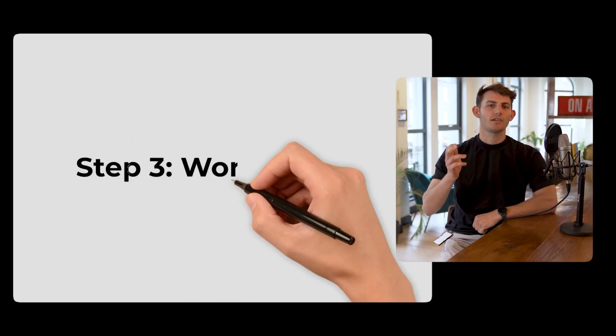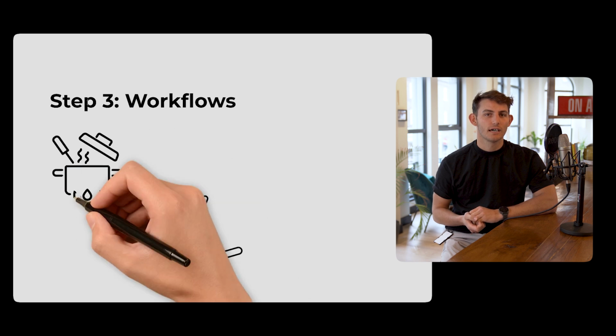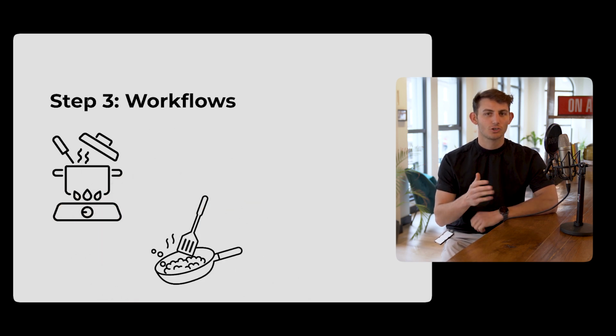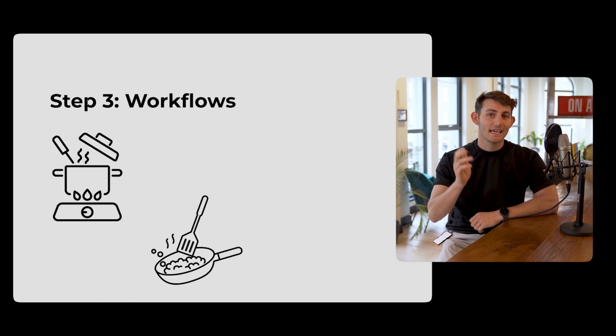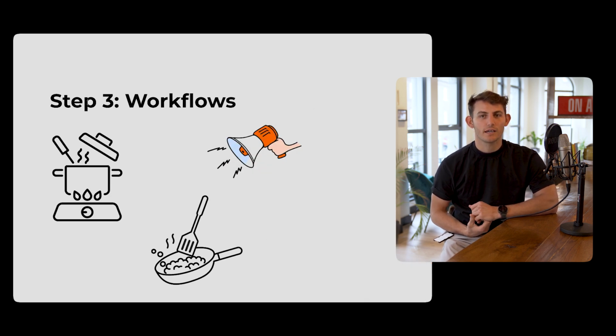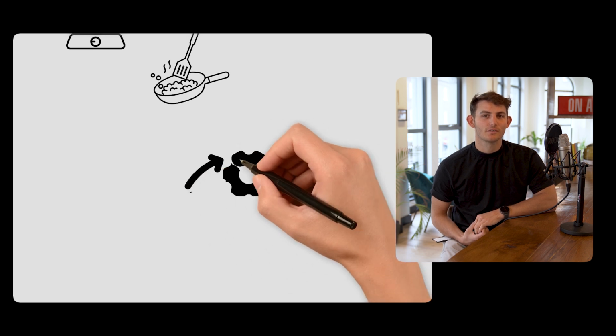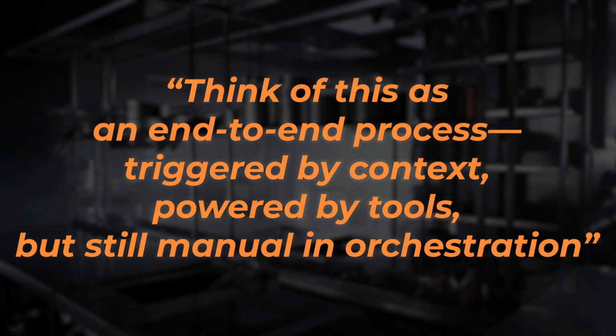But how about step three, workflows? You can hand them a recipe, utensils, and food, and now they can follow instructions. Chop this, boil that, but they still need you to trigger it. They need you to tell them what to do and when. This is just like your organization. This is your typical workflow automation, like sending an email. You still need to fill in the blanks. Think of this as an end-to-end process, triggered by context, powered by tools, but still manual in orchestration.